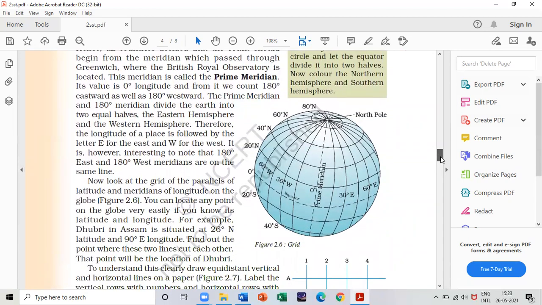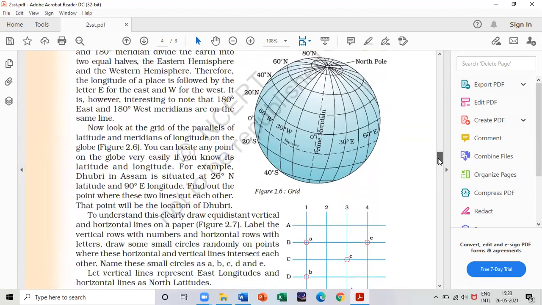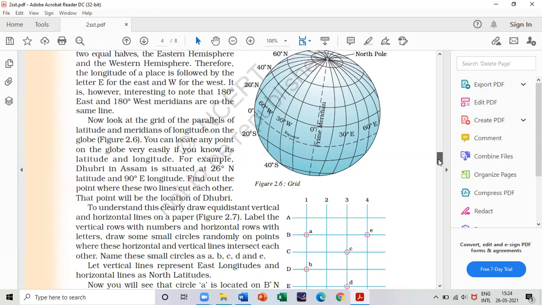So therefore the longitude of a place is followed by the letter E for east and W for west. Okay, so please remember how it is noted. N means north, S means south, E for east and W for west.